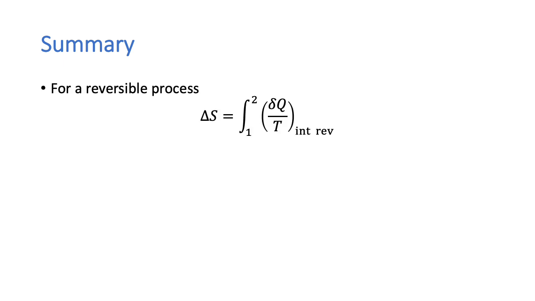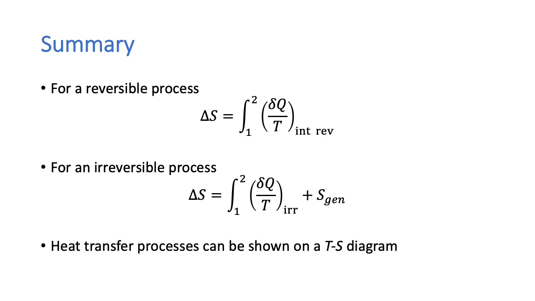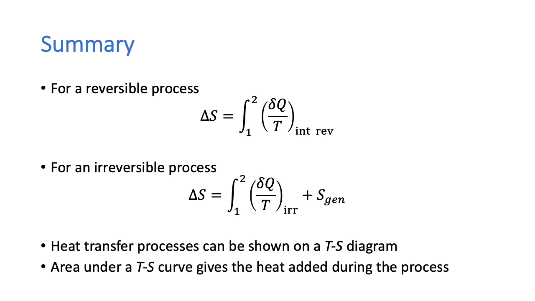To summarize, for a reversible process, the change in entropy, delta S, is the integral of delta Q upon T. For an irreversible process, delta S is equal to the integral of delta Q upon T plus the entropy generated, S gen. Heat transfer processes can be shown on a TS diagram, and the area under a TS curve gives the heat added during the process.